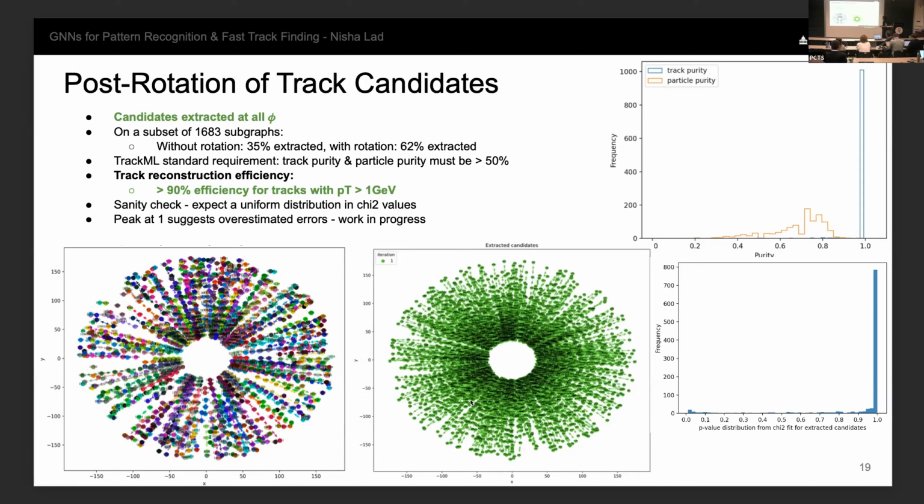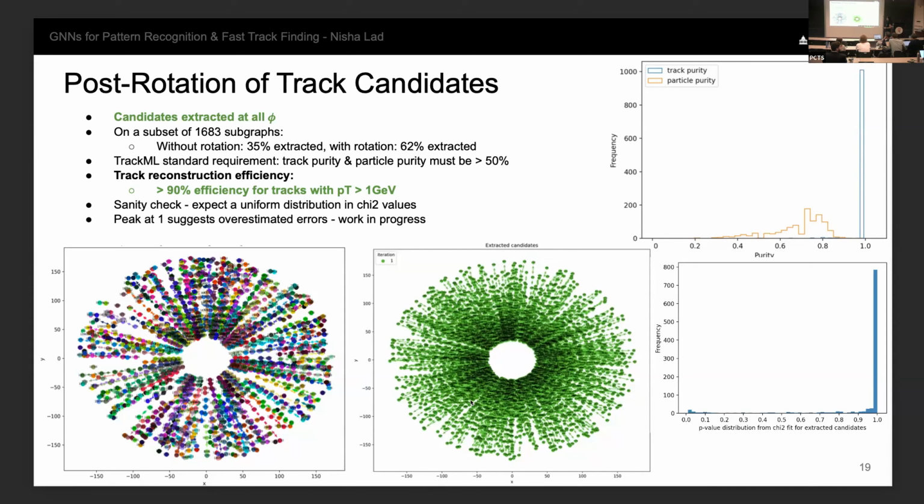We also computed the track purity and particle purity, and we made a cut of that. Our extracted tracks must be greater than 50%, and the distributions for that are plotted here. They are reasonably high for a first preliminary result. And computing the track reconstruction efficiency, we yield a preliminary result of greater than 90% efficiency for tracks with pT greater than 1 GeV. So that's quite promising.